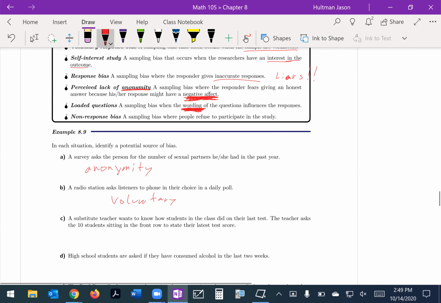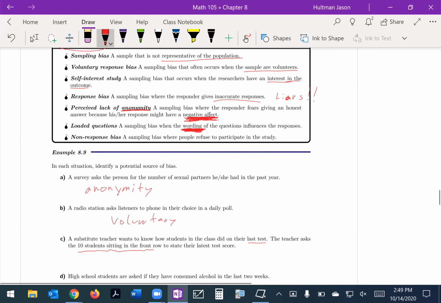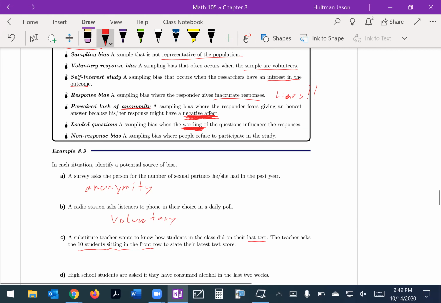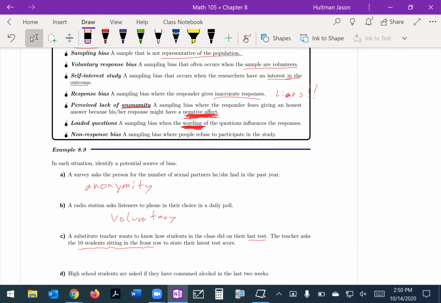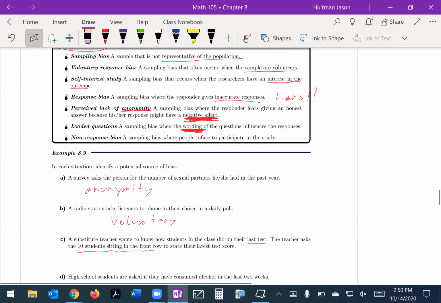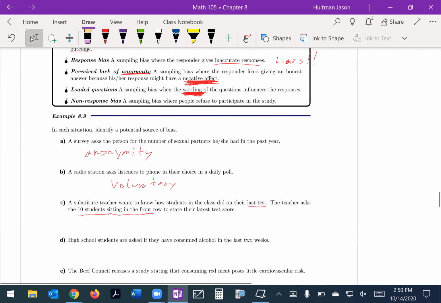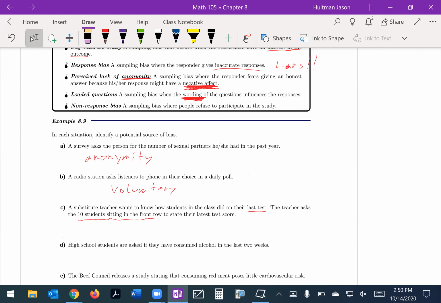A substitute teacher wants to know how students in the class did on their last test. The teacher has 10 students sitting in the front row. Well, I would say this is sampling bias. Okay, you're doing the front row students. You're not polling everybody. So I would say this is sampling bias.